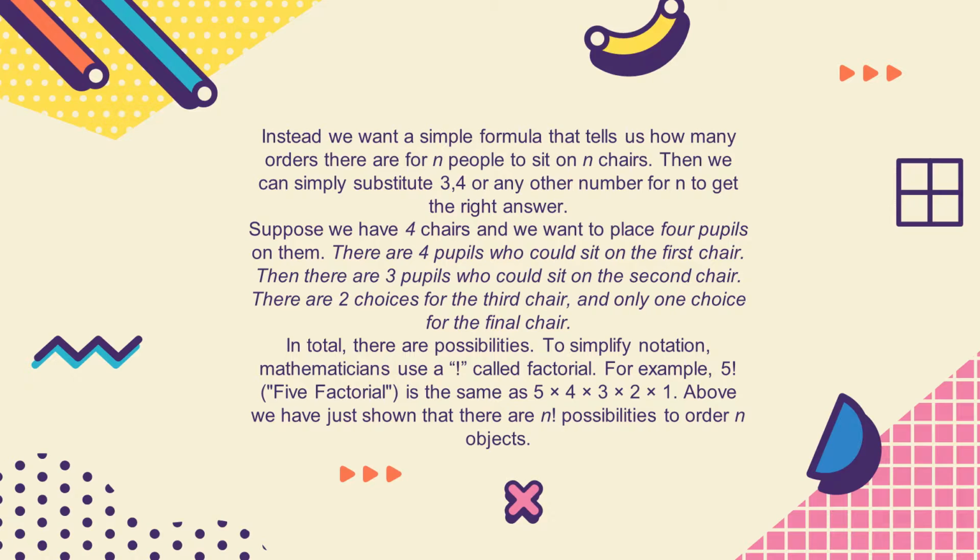Now suppose we have 4 chairs and we want to place 4 people on them. There are 4 people who could sit on the first chair, then 3 people who could sit on the second chair. There are 2 choices for the third chair and only one choice will be left for the final chair. So there are a total of 4 into 3 into 2 into 1, that is 24 possibilities, or we can represent it as 4 factorial. To simplify all this, mathematicians use a term called factorial.